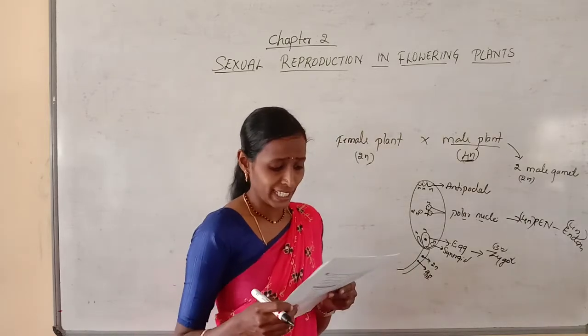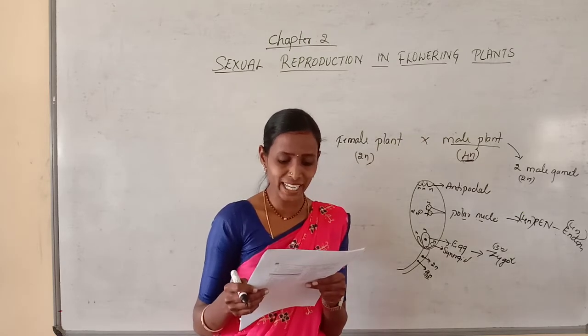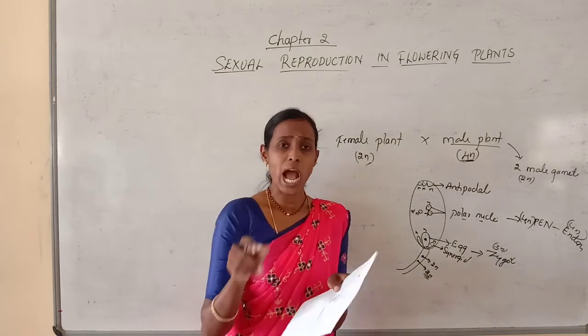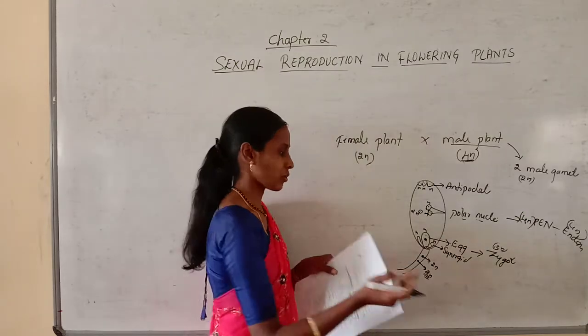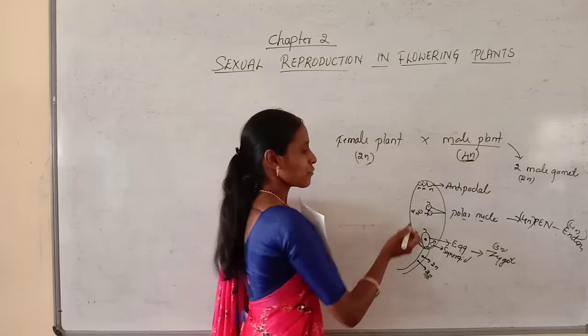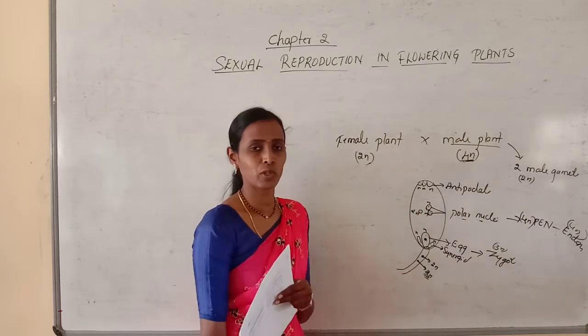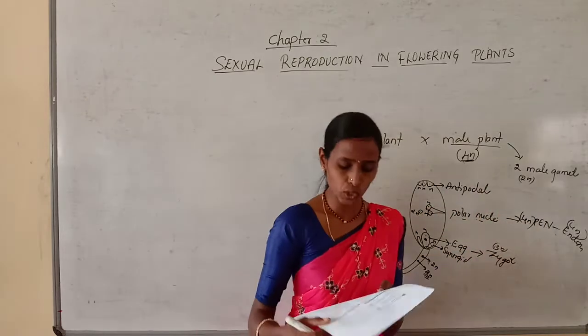And next question, double fertilization leading to initiation of endosperm in angiosperms required. So how is the endosperm formed? Just now I told you, another male gamete, that is the second male gamete, fuses with the 2 polar nuclei, resulting in the formation of the primary endosperm nucleus, which later develops into endosperm.